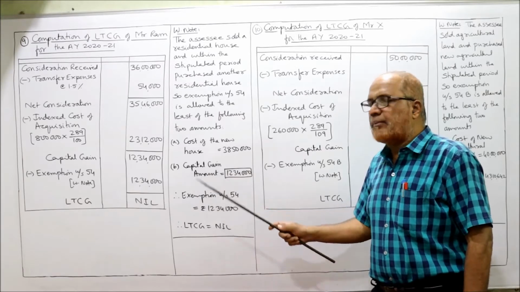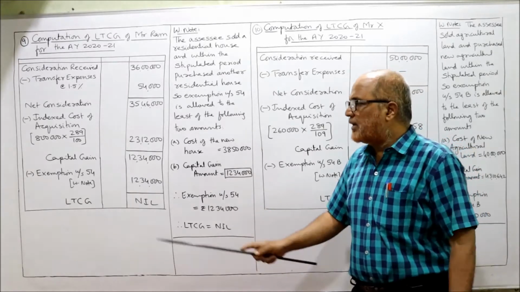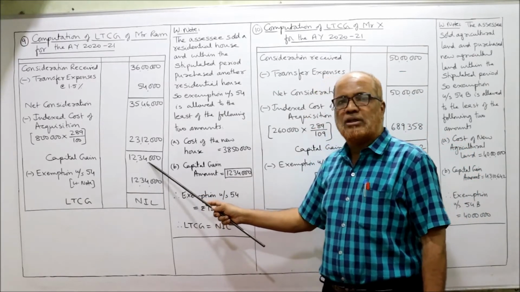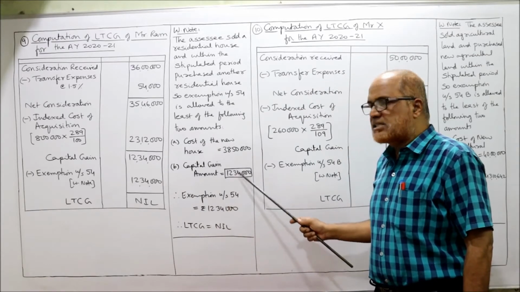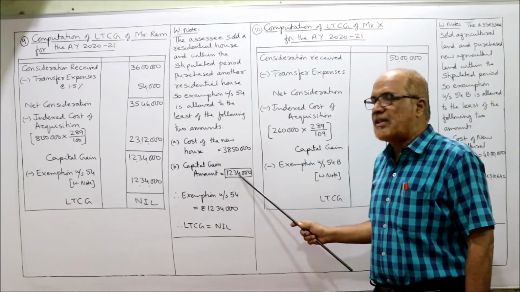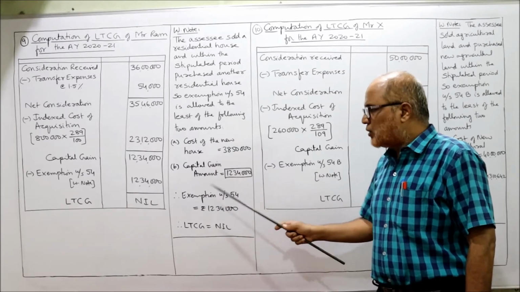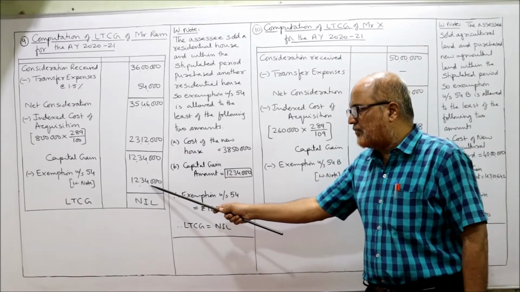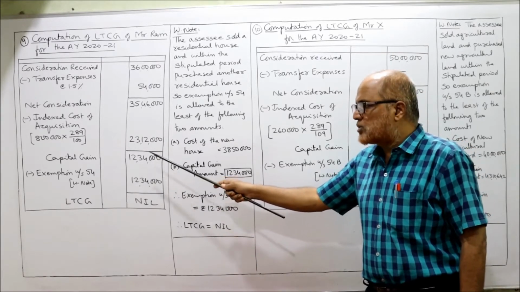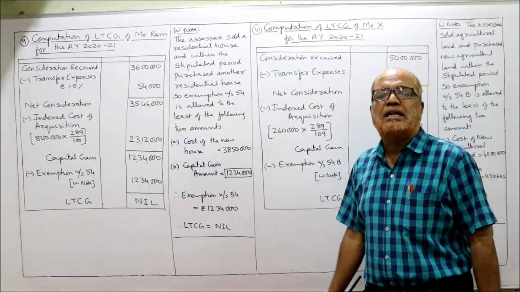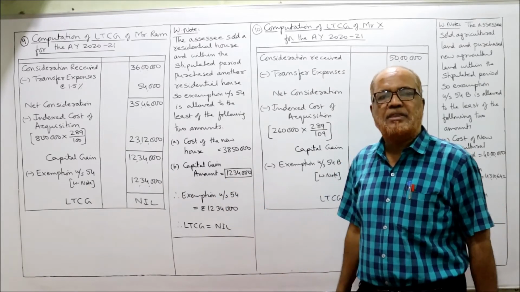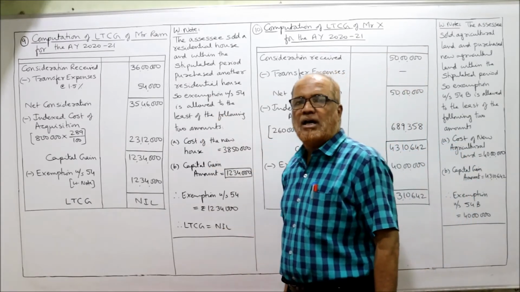Or second one, capital gain amount. The capital gain amount is 12 lakh 34,000. Whichever is least of these two is allowed as exemption. The least is 12 lakh 34,000. So exemption under section 54 is 12 lakh 34,000. So 12 lakh 34,000 minus 12 lakh 34,000, LTCG is nil. That's it. This is the problem number 9.